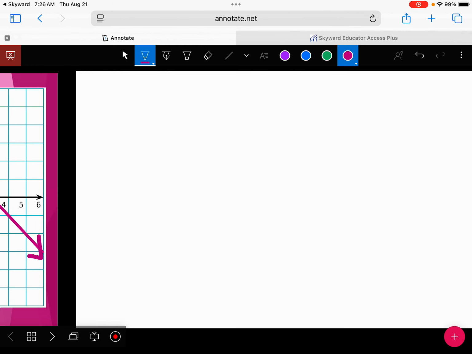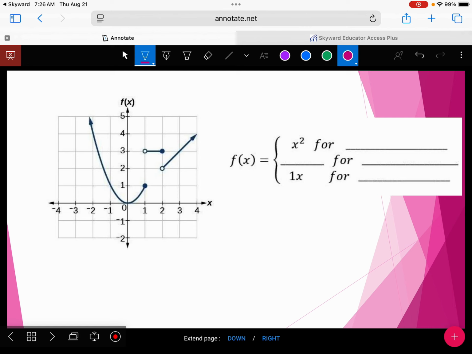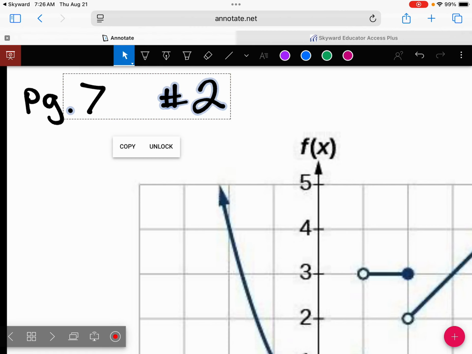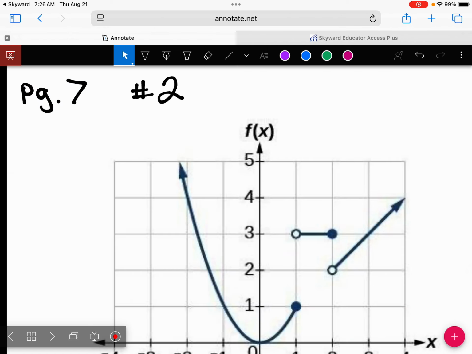Okay, so I want us to look on page 7 in the notes packet. We're gonna practice one more time identifying the pieces in a piecewise function. And then we're gonna look at our first big function of the year. So put our page number up here. We are on page 7. This one is number 2. And we're trying to identify the pieces in this piecewise function.